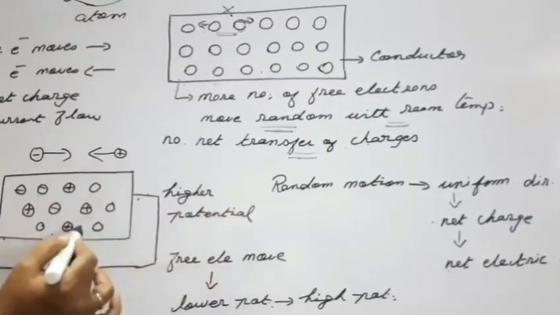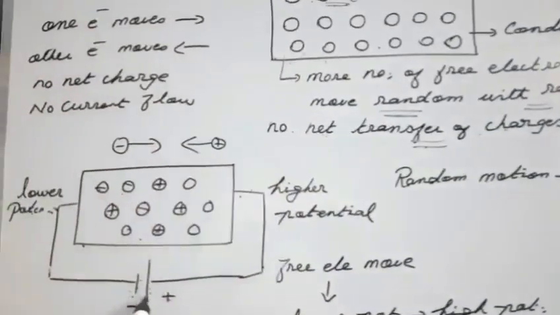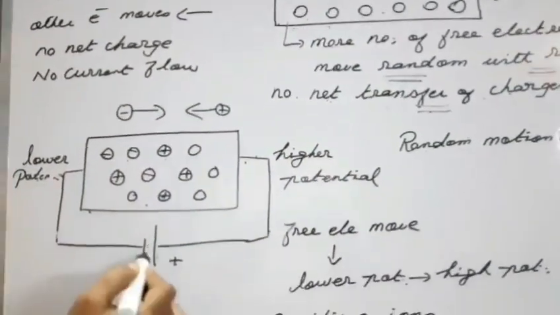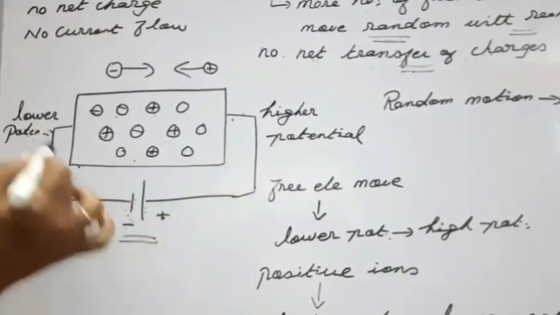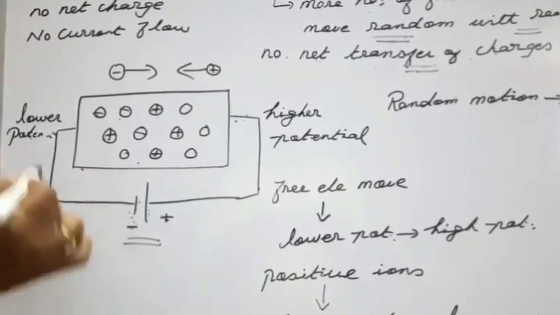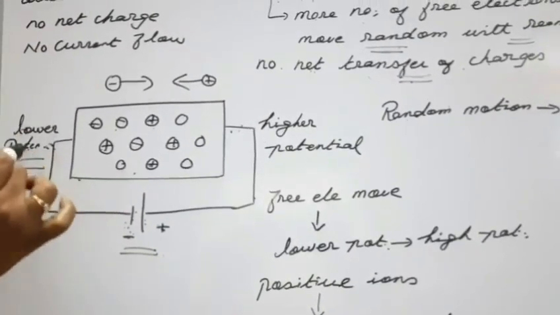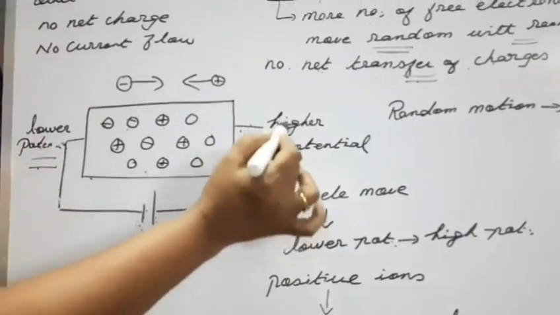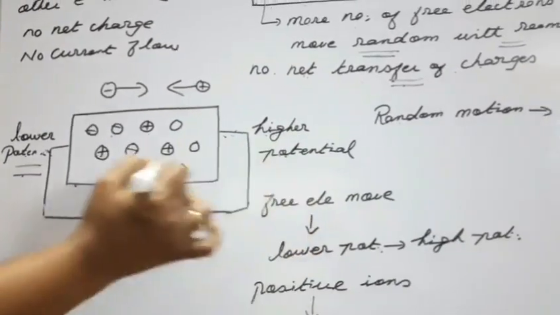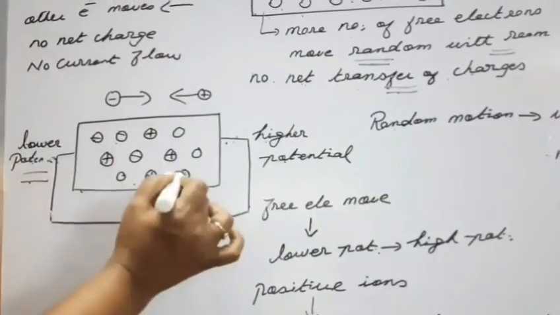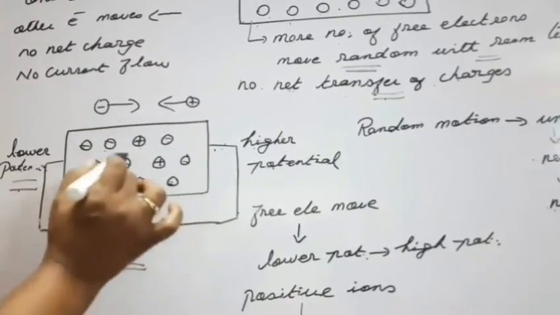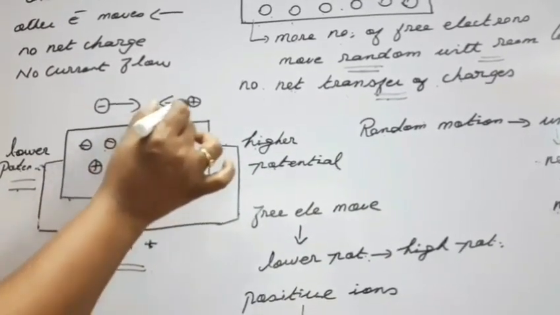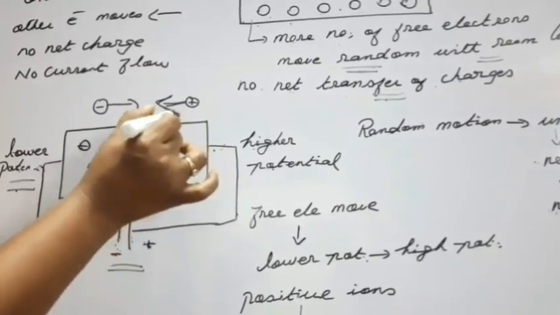Suppose we connect this conductor to a battery, so a potential difference is applied. The negative side is called the lower potential, and the positive side is known as the higher potential. Inside the conductor there are some positive charges and negative charges. The positive charges always move in the direction opposite to the negative charges.